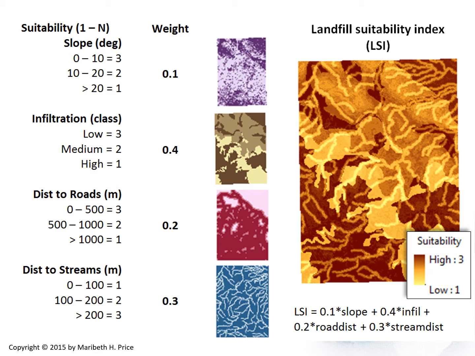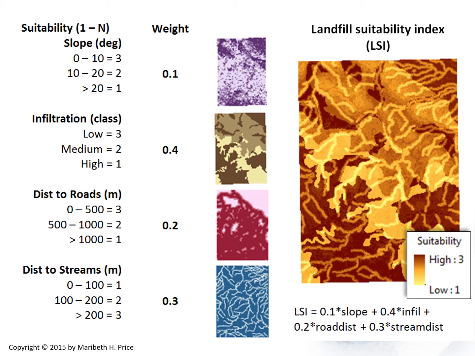And so they classified out their data so that slope would be 0 to 10, 10 to 20, and greater than 20. If it was less than 10% slope, then that means it's relatively flat. That means that's good, so that gets a 3. 10 to 20 gets a 2. If it's more than 20, it gets a 1. All right, makes sense.